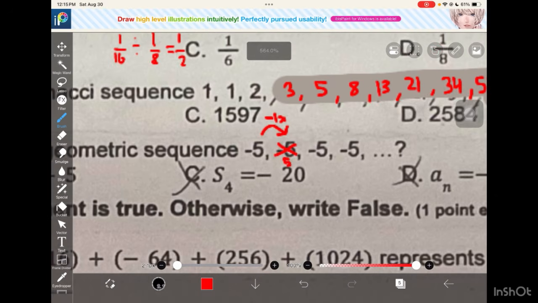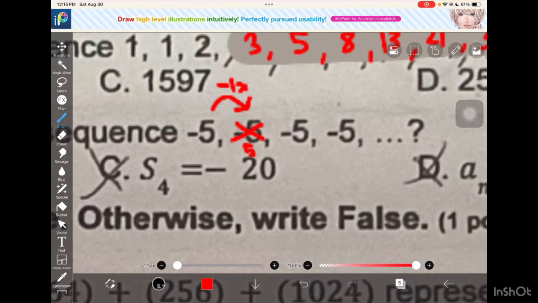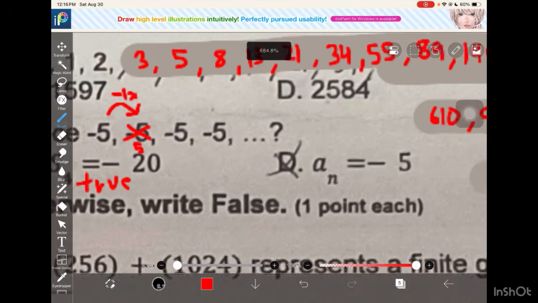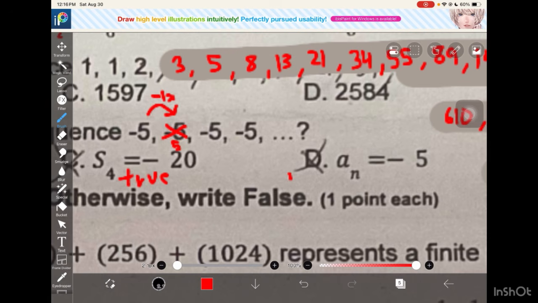For letter C, it says that the sum of the first four terms is -20, and -5 plus 5 plus -5 plus 5 is indeed... so this is also true. And a sub n, or any term, is equal to -5, and it's clear, so this is also true.